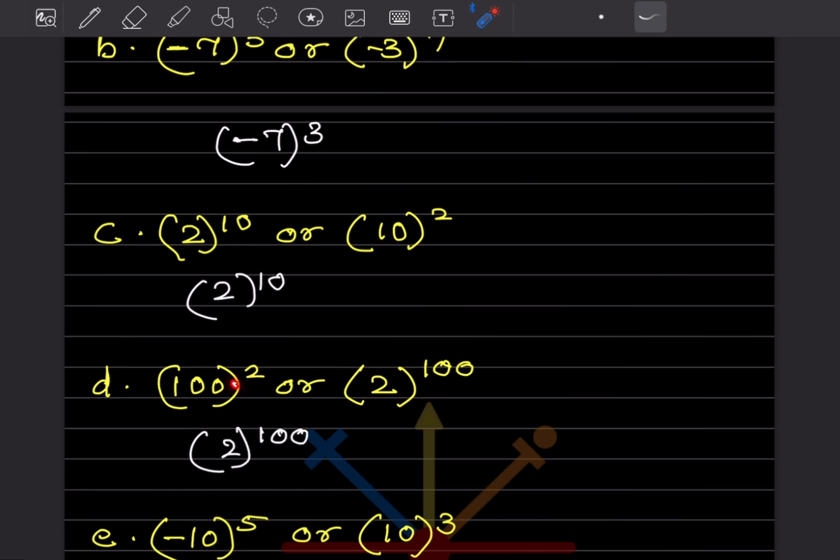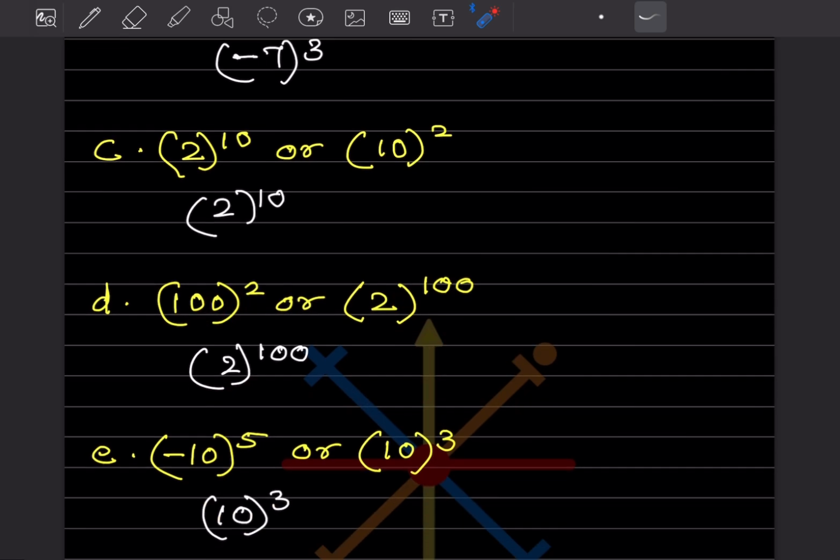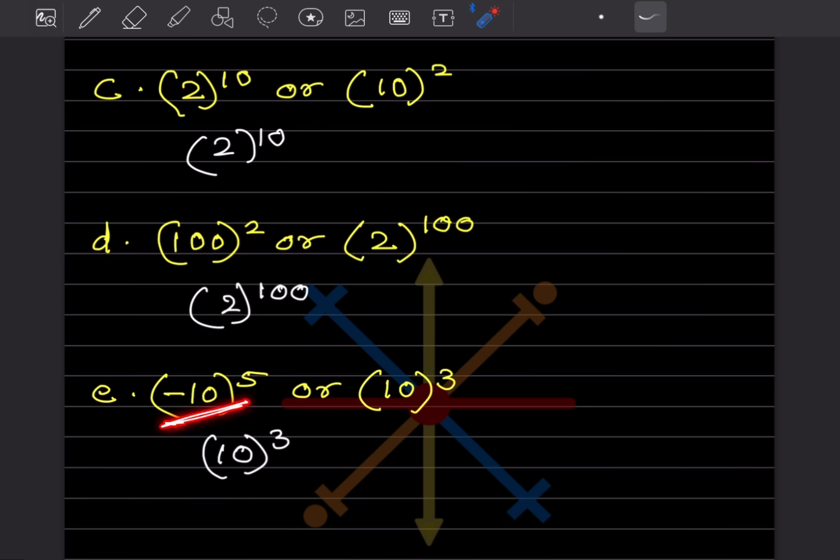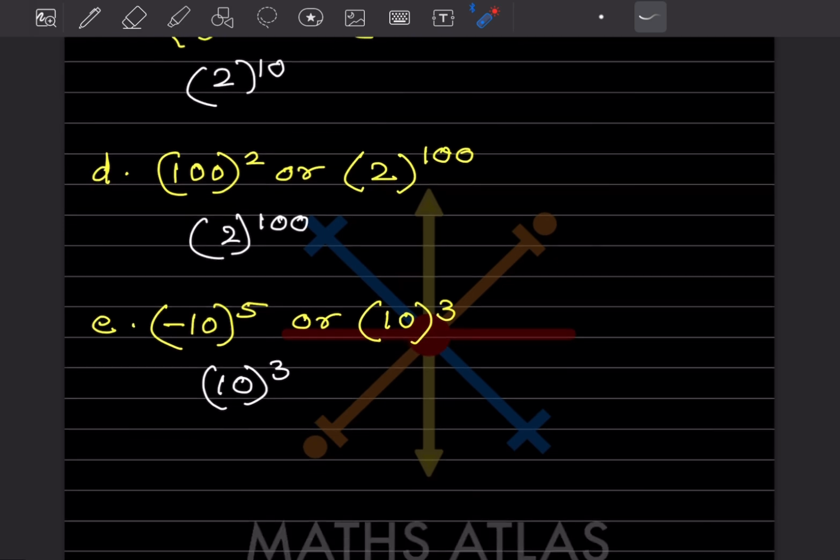Now here 100 square will be, you will write here 1, 2, 3, 4. For this one, there will be 4 zeros. But here 2 raised to 100, that is going to be a very big number. So this is going to be a greater number. Now in this case, you don't have to multiply because this is a negative number and this is a positive number. So always the positive number is going to be a bigger one. So we have to write here 10 raised to 3.